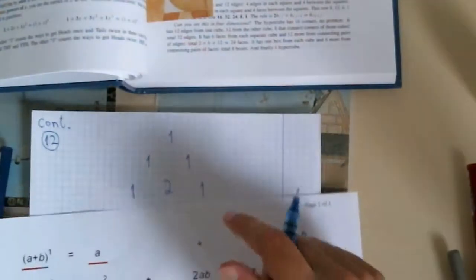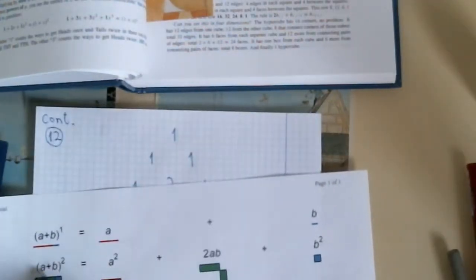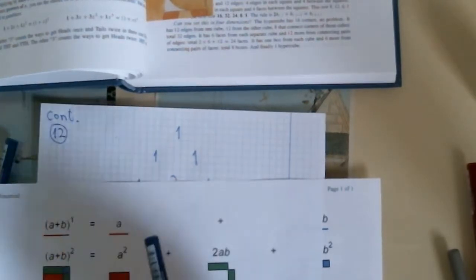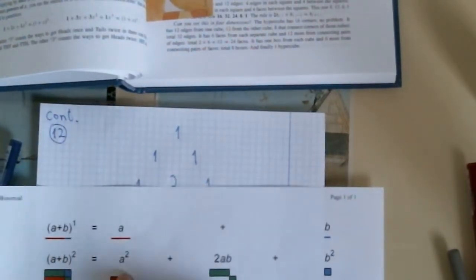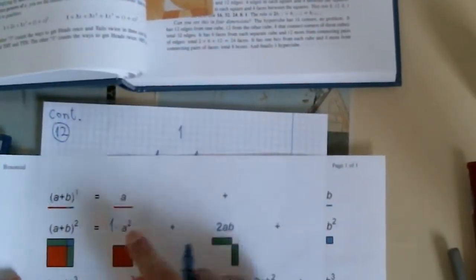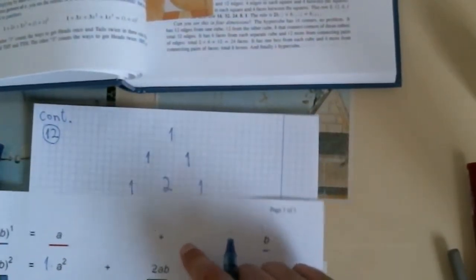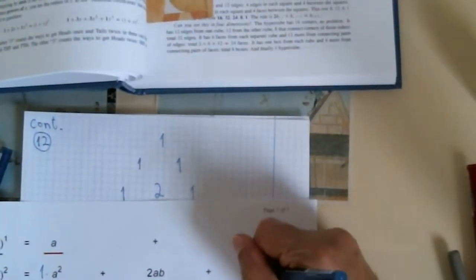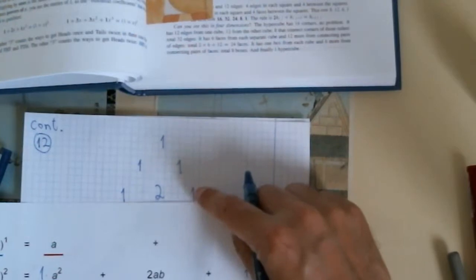I'm just showing you that these are the numbers that we get, for example, in (a + b) squared, to the second power. So we have 1 times a squared plus 2 times ab, and 1 times b squared. This is 1, 2, and 1.